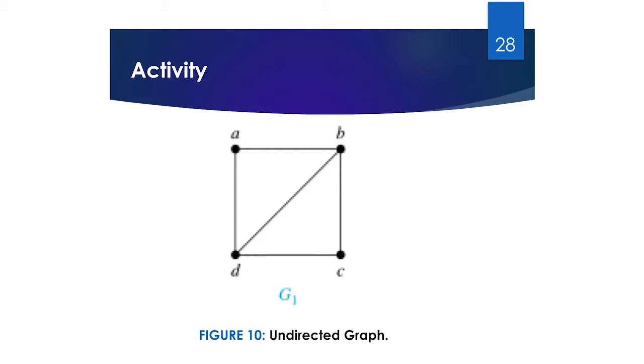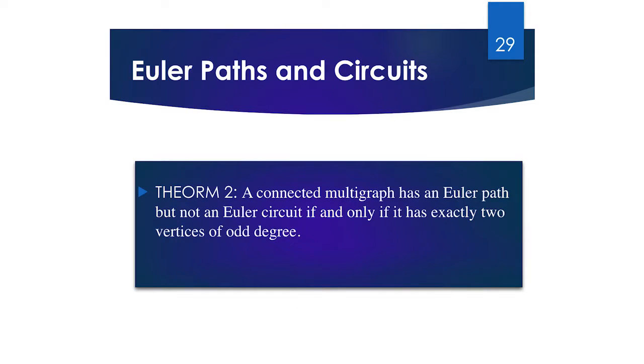Suppose that a graph has exactly two vertices of odd degree, say B and D. Consider the larger graph made up of the original graph with the addition of an edge between B and D. Every vertex of this larger graph has even degree, so there is an Euler circuit. The removal of the new edge produces an Euler path in the original graph. Theorem 2 summarizes these results.